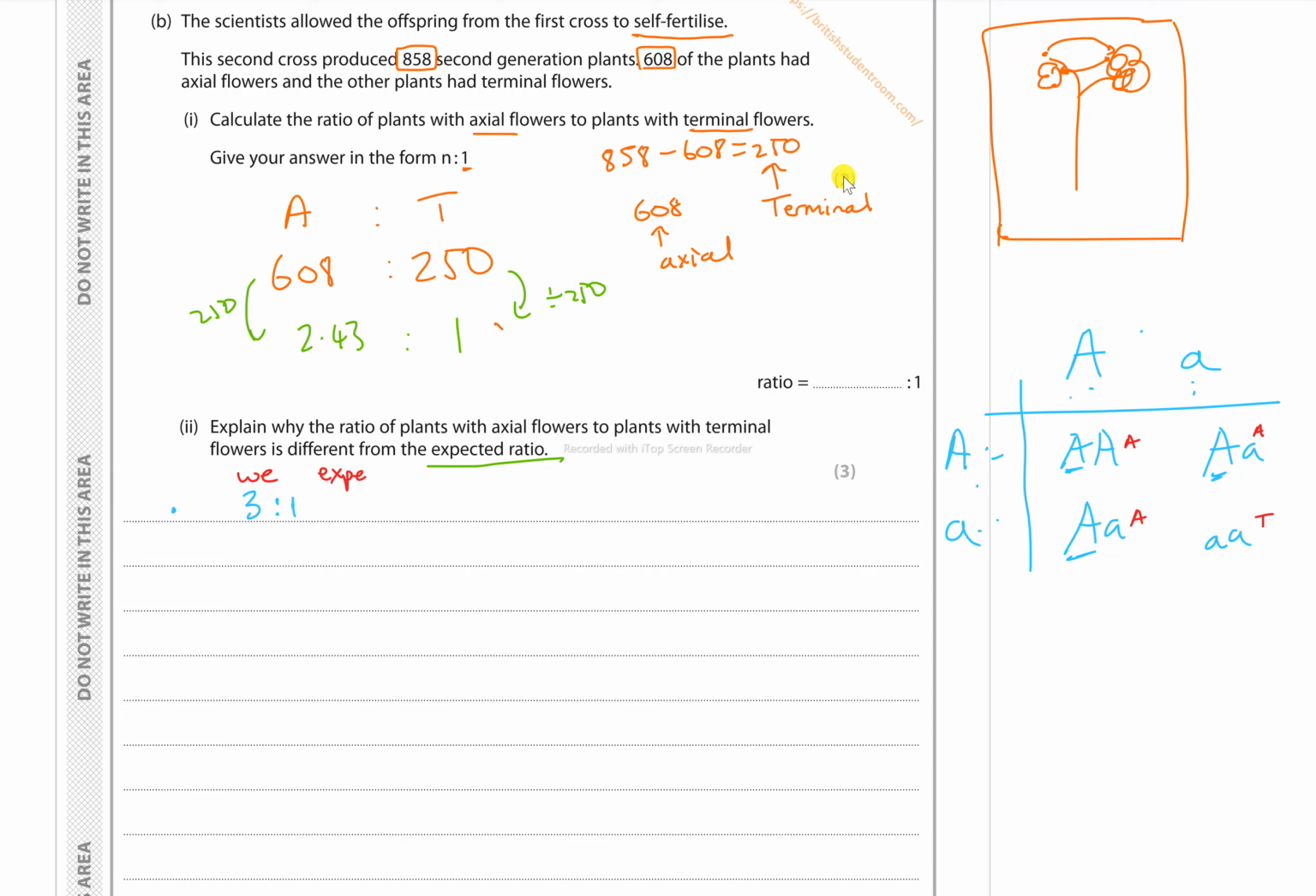We expect a ratio of 3 to 1, but we got 2.43 to 1 because fertilization is random.